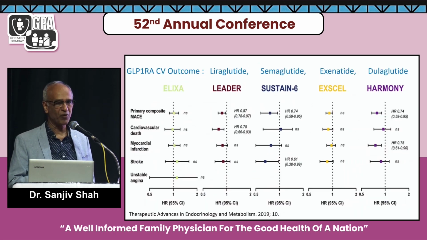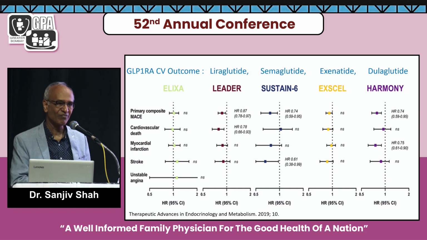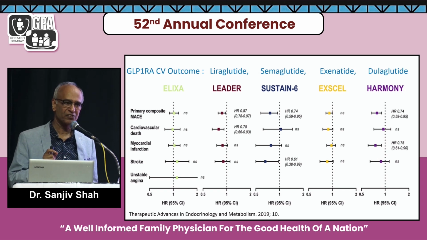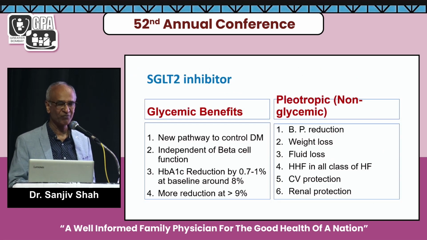Coming to the next point, there have been multiple CV outcome trials, and this drug works on the anti-atherosclerotic pathway. SGLT2 inhibitors have good CV outcomes, but only for heart failure hospitalization and CV mortality, while GLP1 RA work on atherosclerosis development.